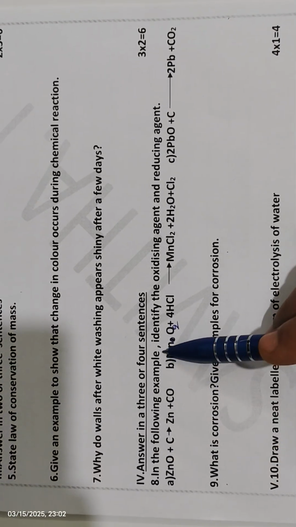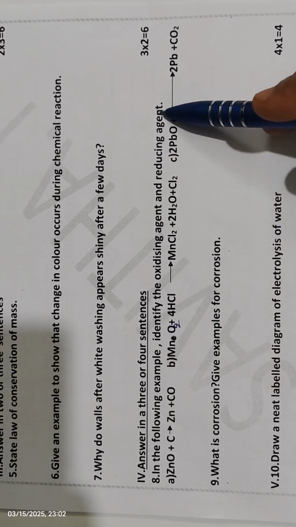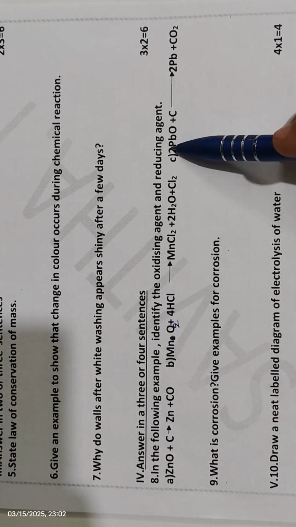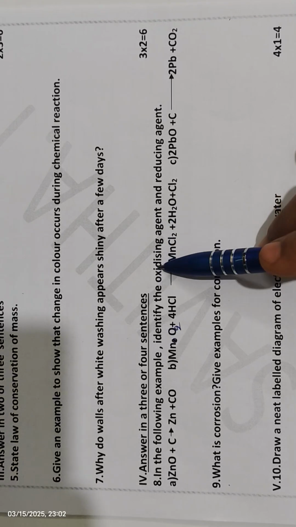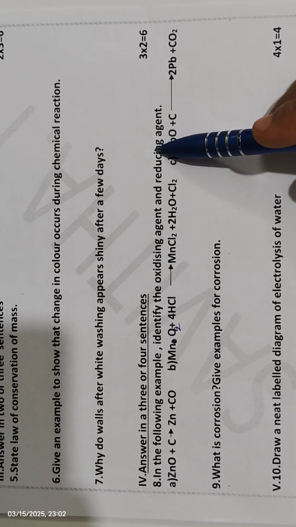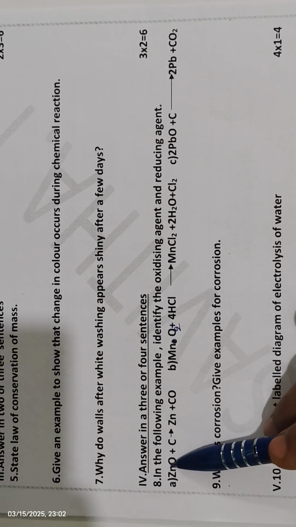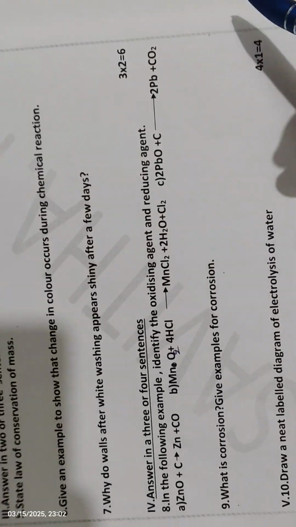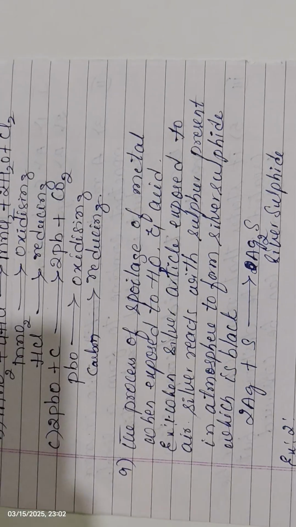In the following example, identify the oxidizing agent and reducing agent. So here 3 equations are given, A, B, C. So look at the 3 equations. You have to identify oxidizing agent and reducing agent. So first equation, ZnO plus C, zinc oxide plus carbon, gives zinc plus carbon monoxide. So we'll see what is going to be oxidized and what is reduced.